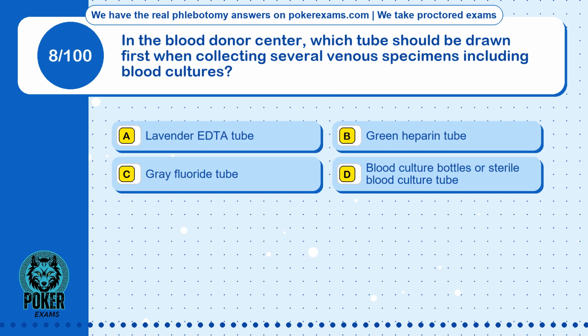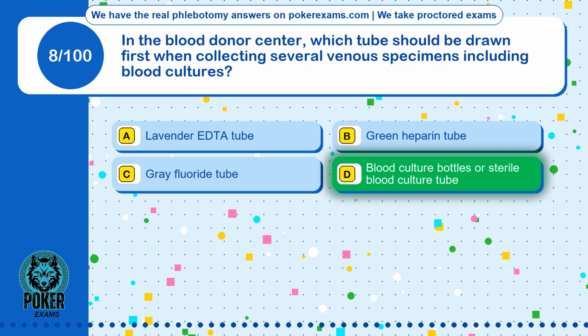Question 8. In the blood donor center, which tube should be drawn first when collecting several venous specimens including blood cultures? Option A, lavender EDTA tube. Option B, green heparin tube. Option C, gray fluoride tube. Option D, blood culture bottles or sterile blood culture tube.